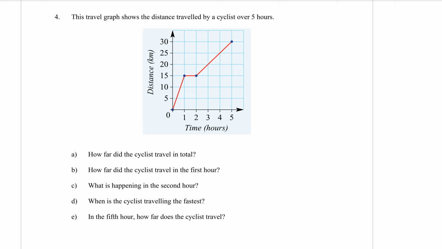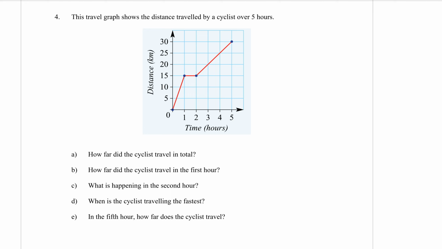First of all, if you have a flat section in that graph, it means that the person is stopped. They are no longer moving. They're stationary for that time. The slope of these lines also tells you how fast they're traveling. The steeper the section is, the faster they're traveling. This would be slightly slower because it's not quite as steep. Okay, so let's answer some questions.